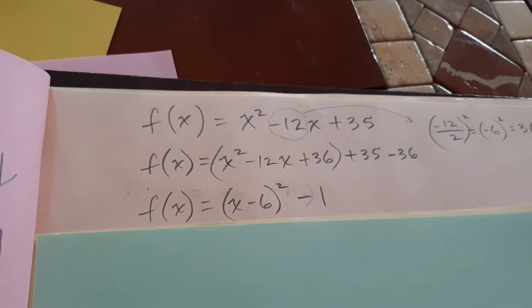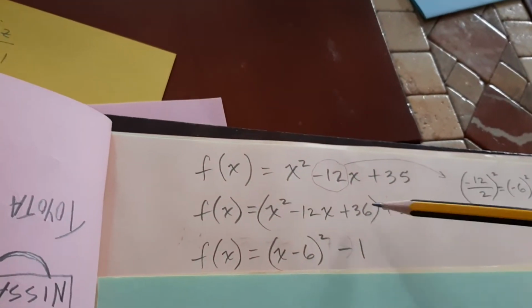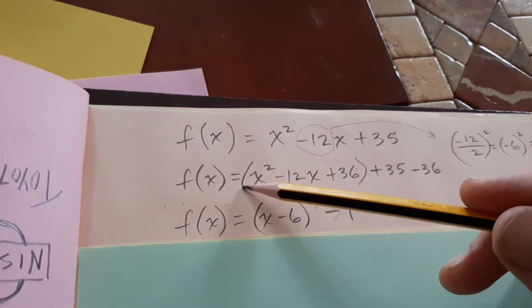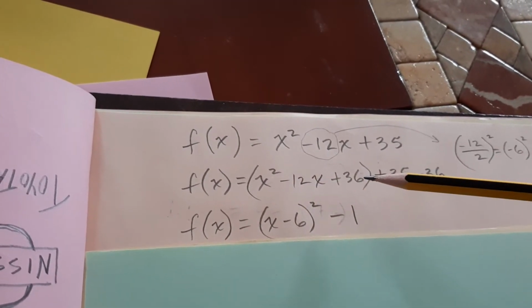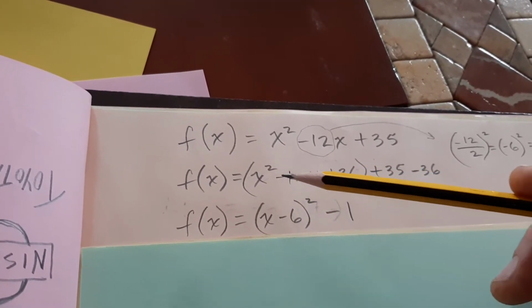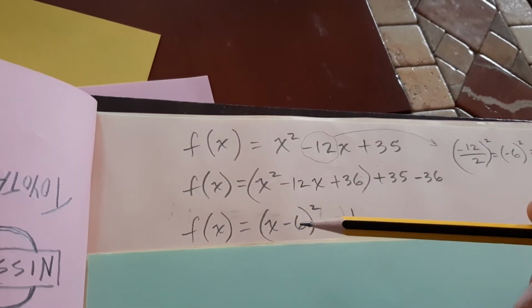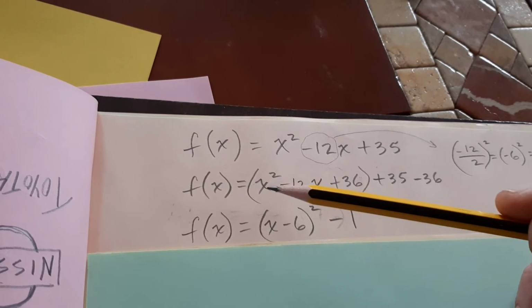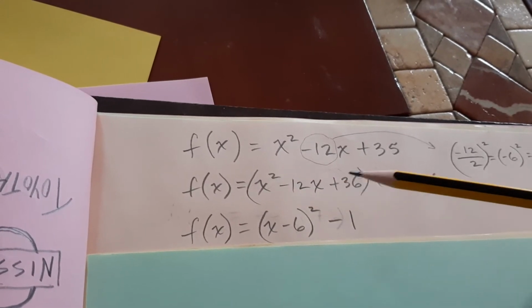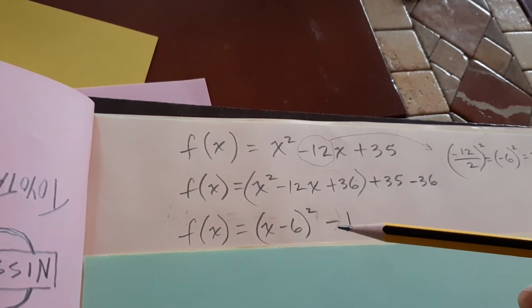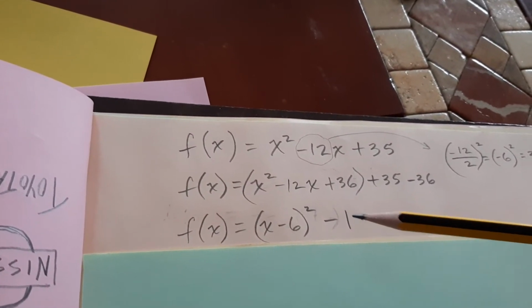And the trick I did, completing the square, is that this is now a perfect square trinomial, and you can change the form. This is the same value. x minus 6 squared is the same as x squared minus 12x plus 36. And then 35 minus 36 is minus 1. Now I have it in vertex form, so I can find my vertex.